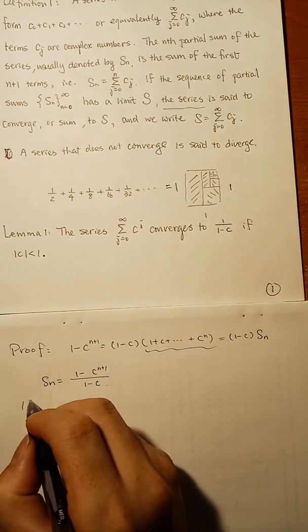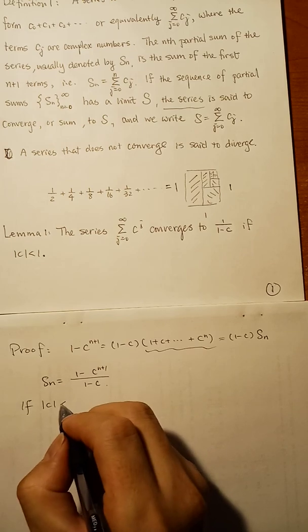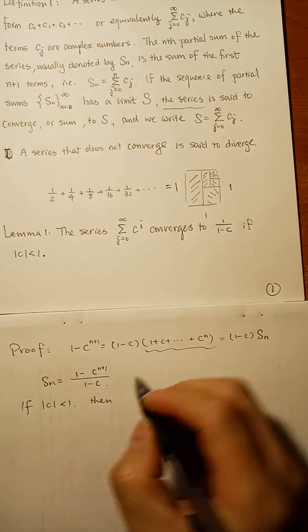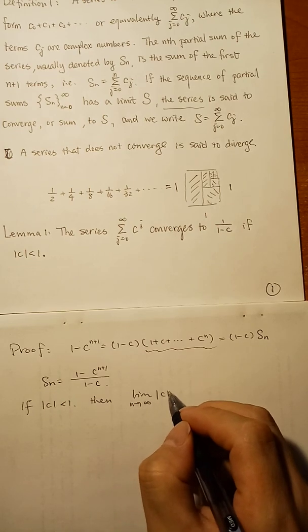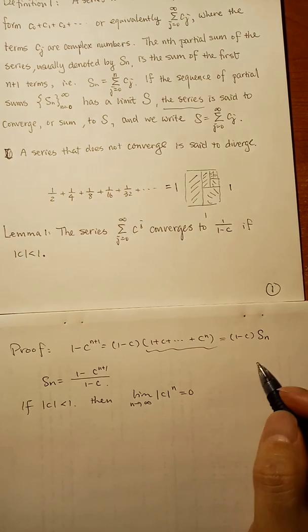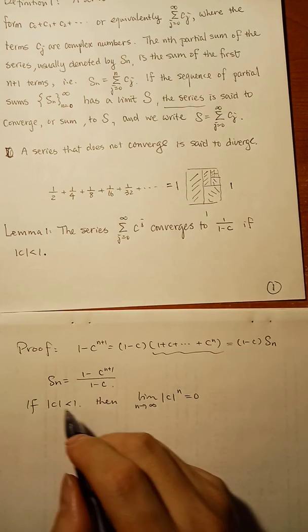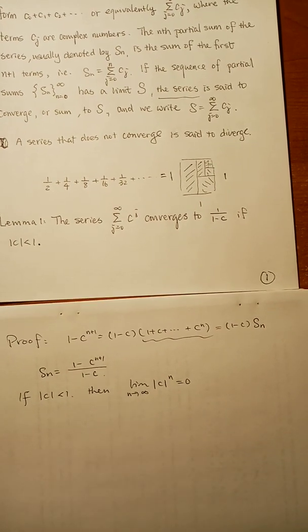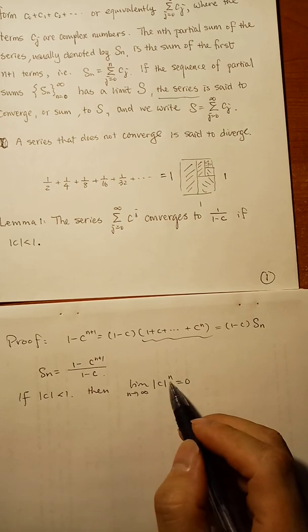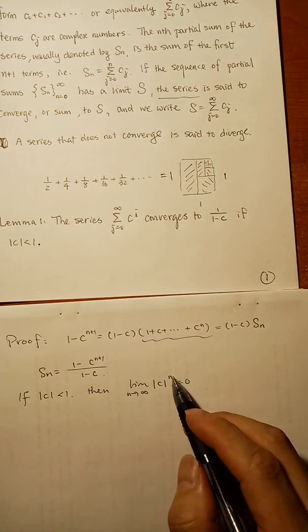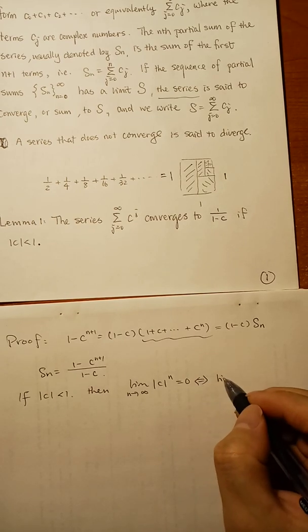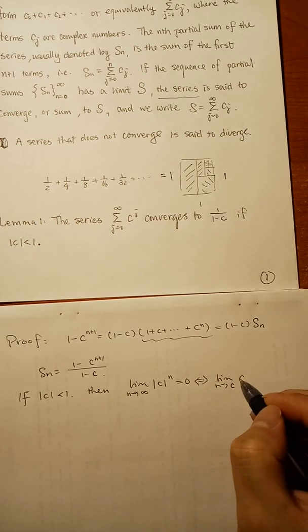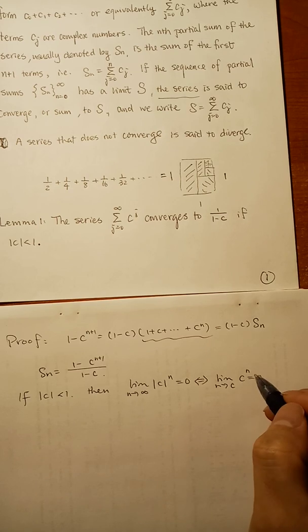And if the absolute value of c is less than 1, then we know the limit, when n approaches infinity, of the absolute value of c to the n is equal to 0, right? When you have this real number less than 1, then its nth power approaches 0. Then this is equivalent to c to the n approaches 0.